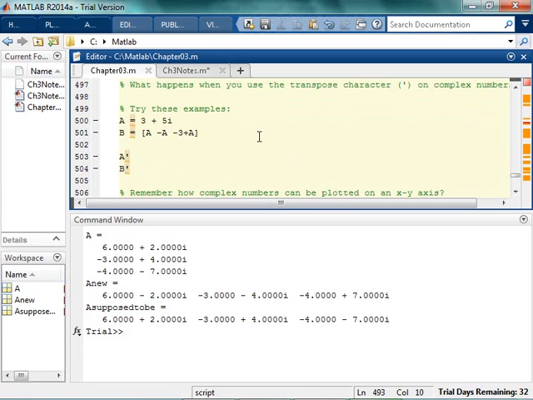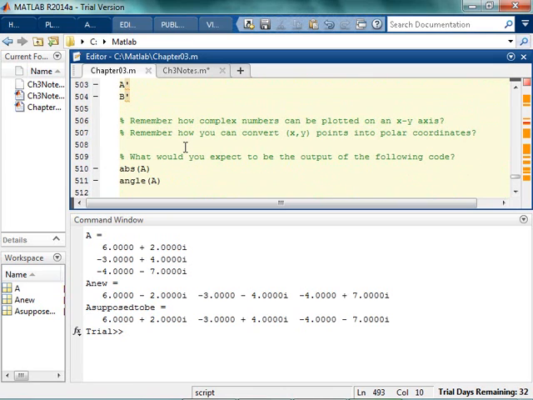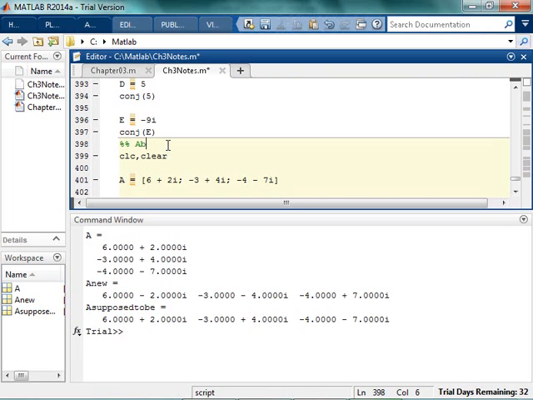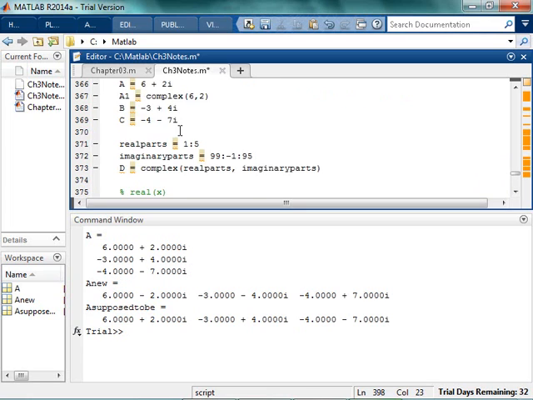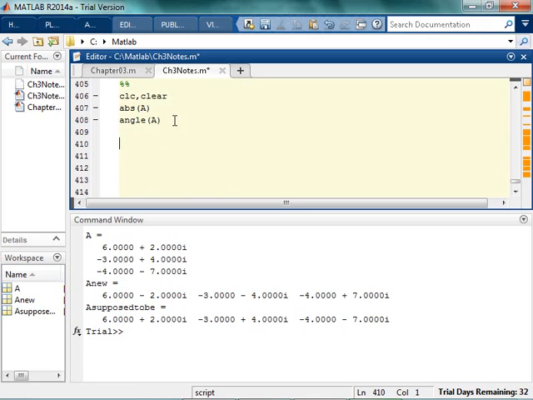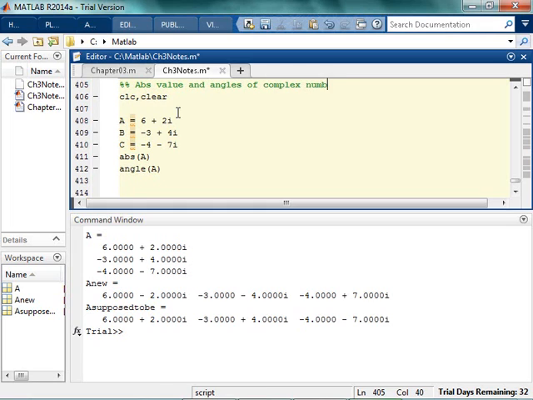Alright, let's see what else we can do. We already talked about that. So now, what do you expect to get out of this code? I'm going to title this Absolute Craziness. Alright, and I'm going to pull my A's and whatever's back, because I like these guys. So I've got my absolute values and angles of complex numbers.